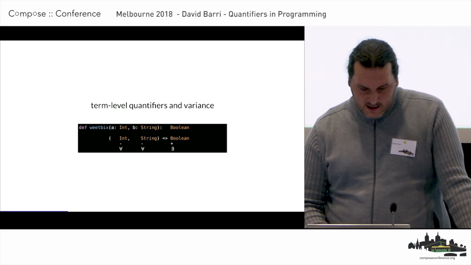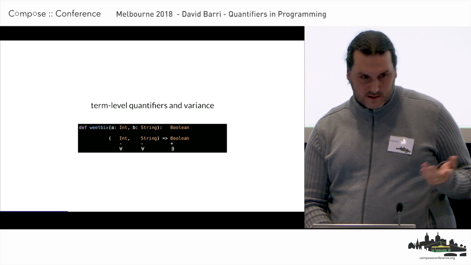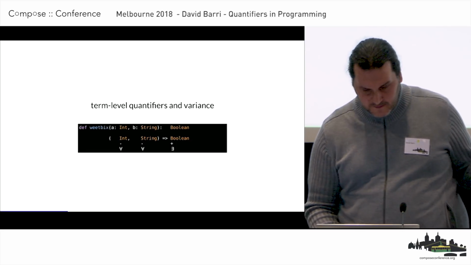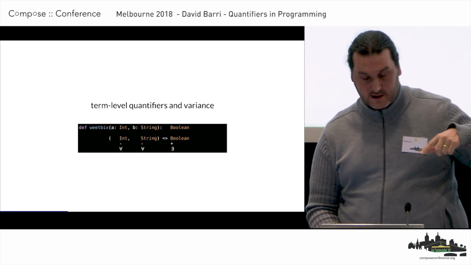So interestingly, this seems to map with variance. So if a term is in a contravariant position, then you use for all. If it's in a covariant position, you use there exists.